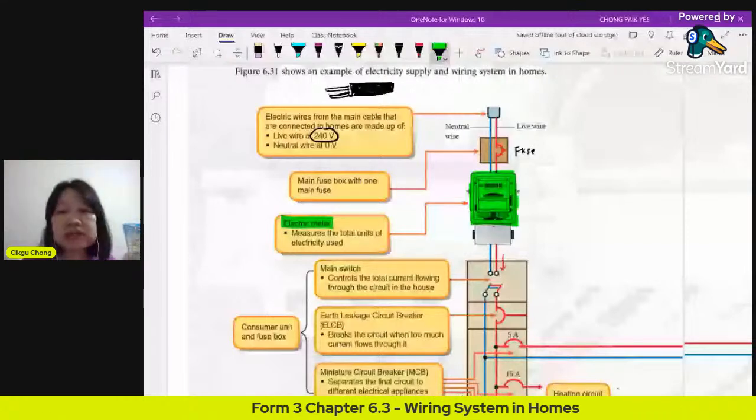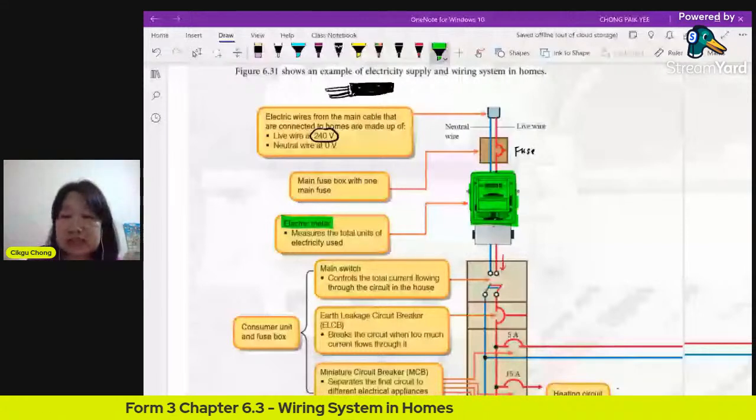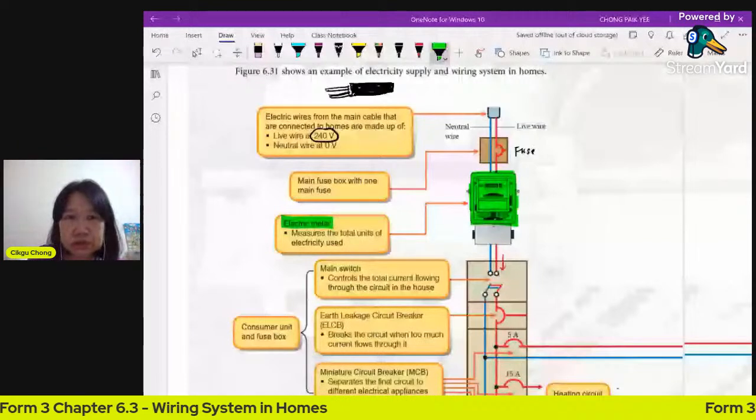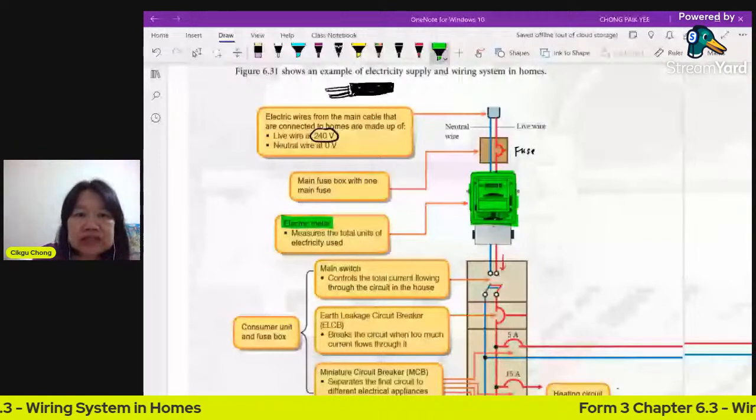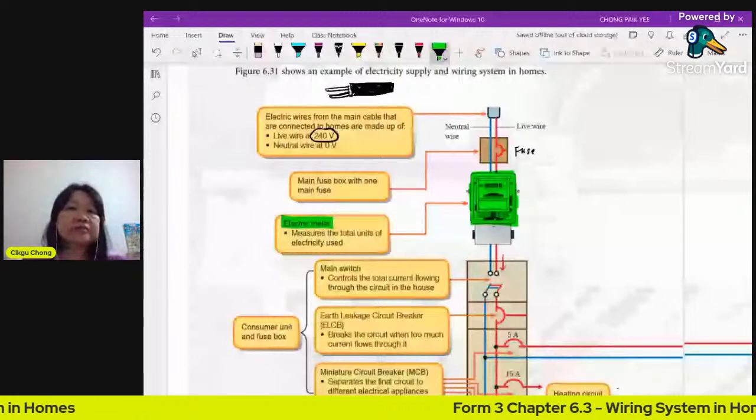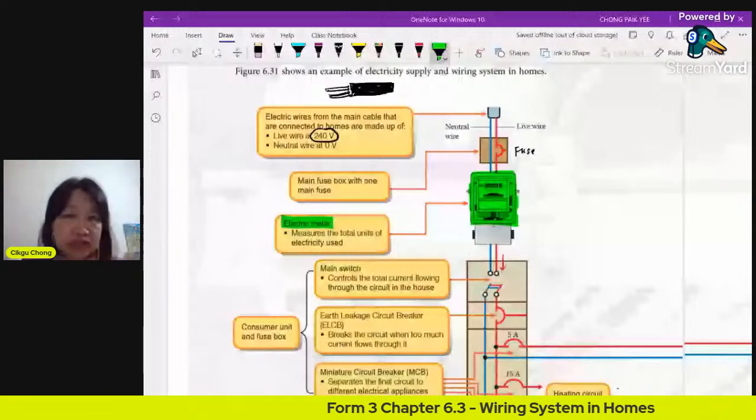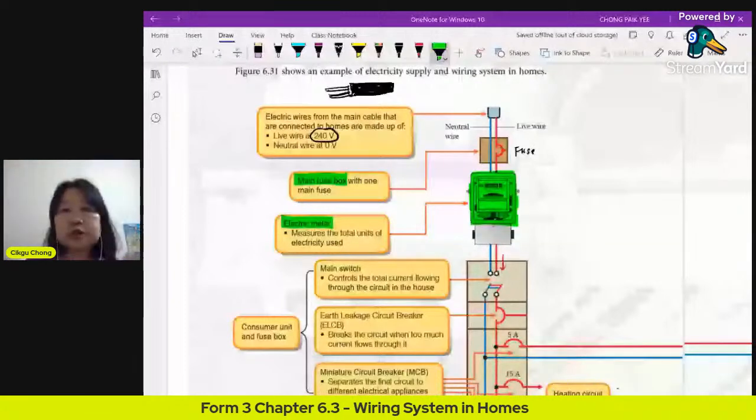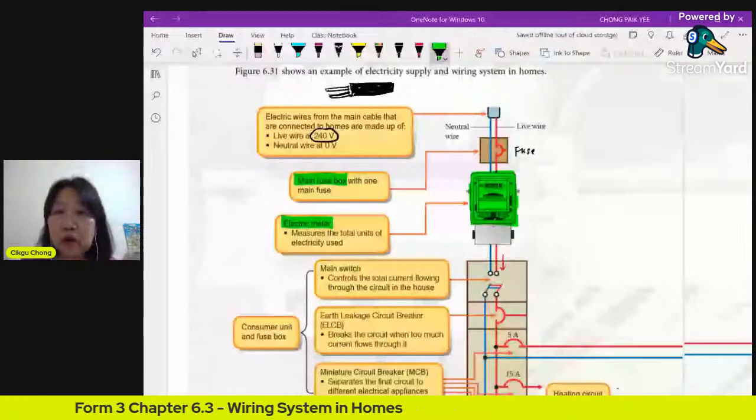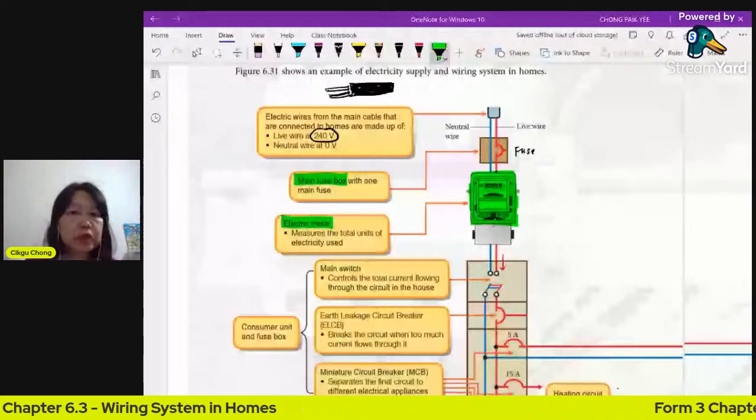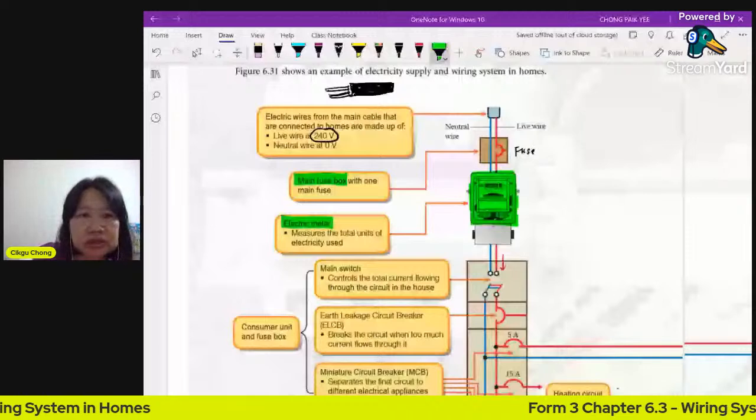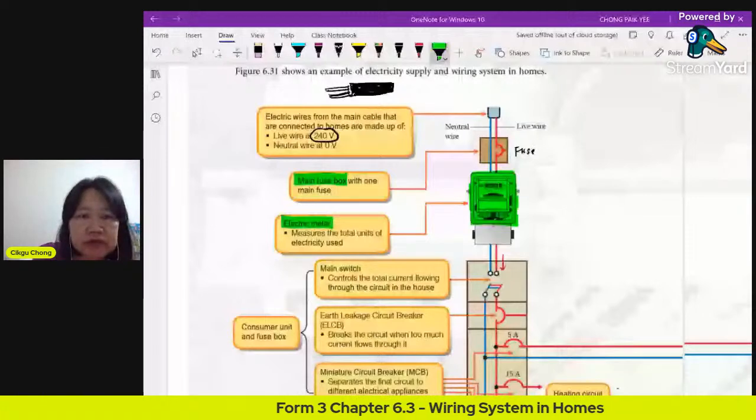Besides this electric meter, you also have the main fuse box. So these are the two things that you see outside. If you don't believe me, after this lesson, go outside and have a look at your porch and the wall there. You will have these two things. Okay, so I'll label this main fuse box and electric meter.